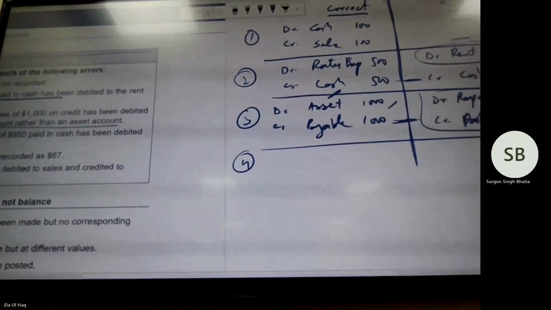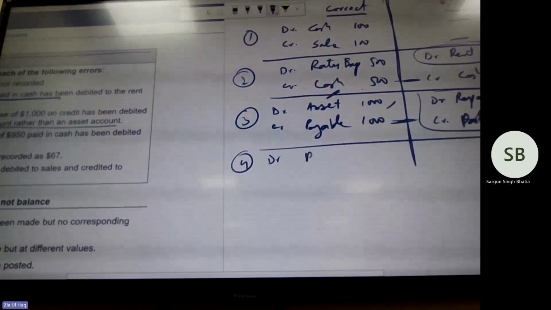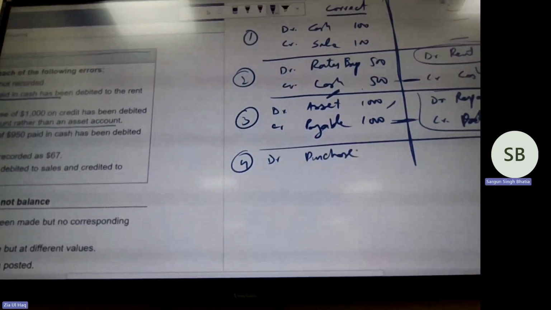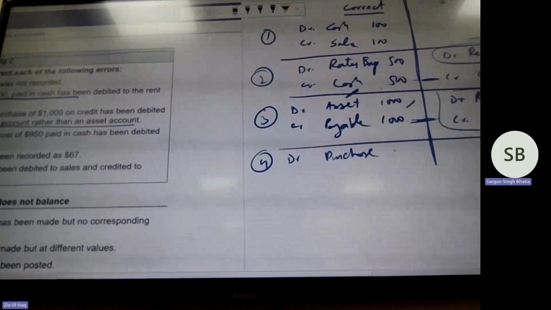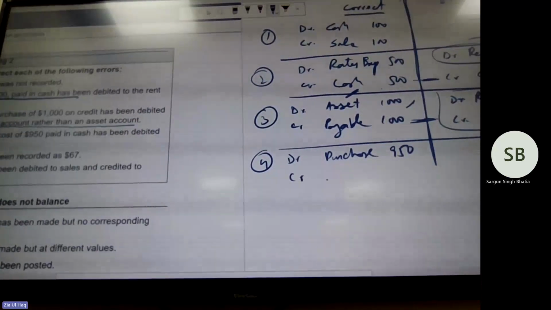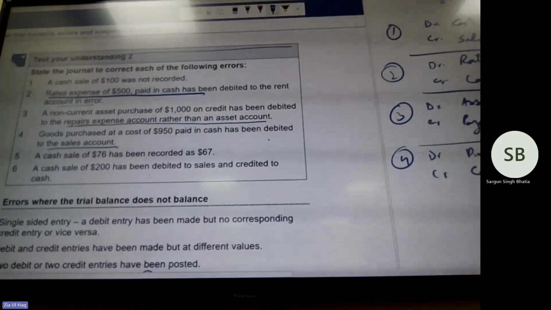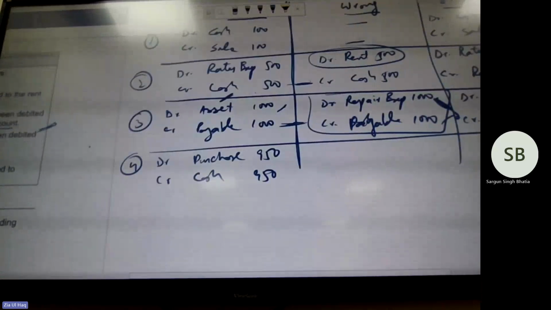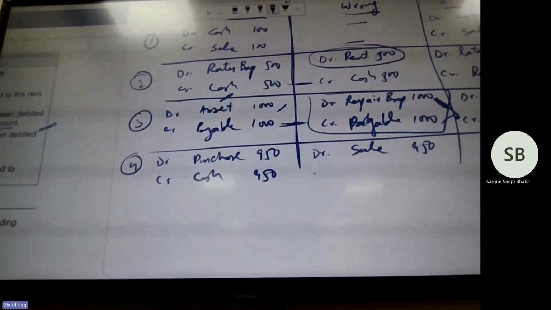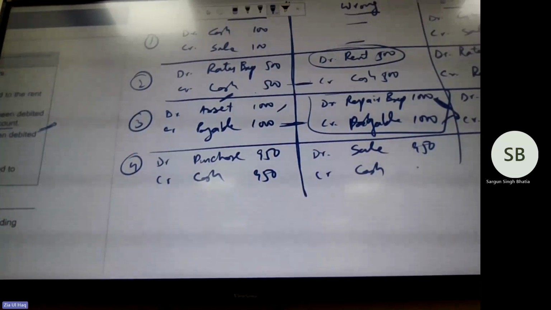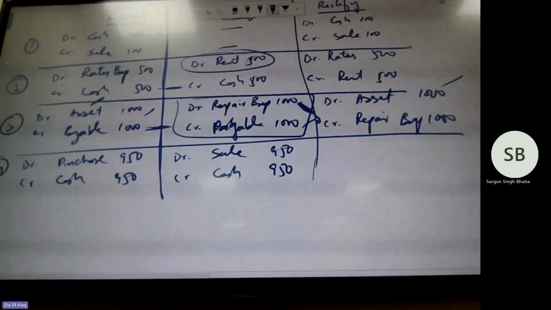What could have been done? Purchases debit with how much amount? 950. And credit cash with 950. Instead of recording purchases on the debit side, they have recorded the sales account on the debit side. They have recorded debit sales 950. On the credit side, if it doesn't say anything, this means cash is there. So cash is correctly recorded.